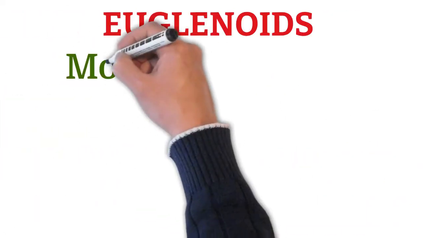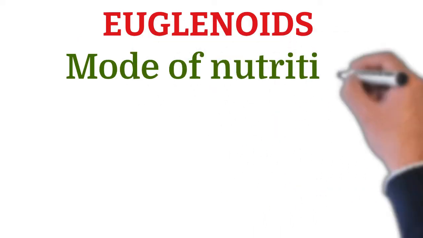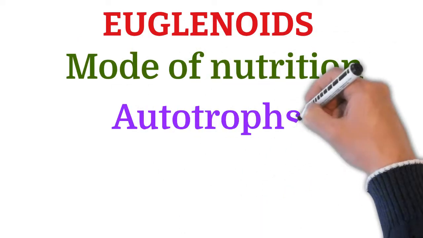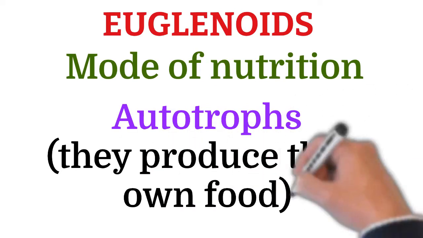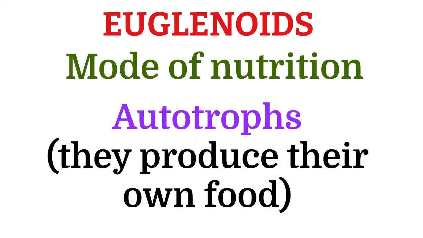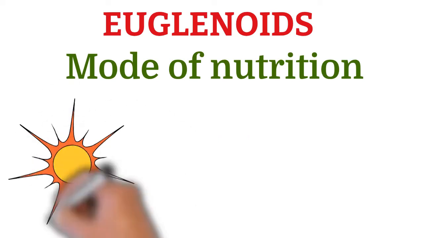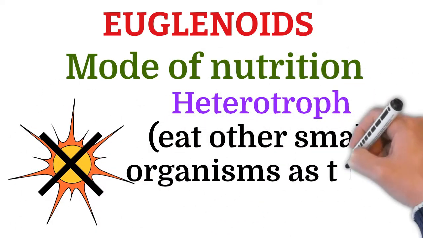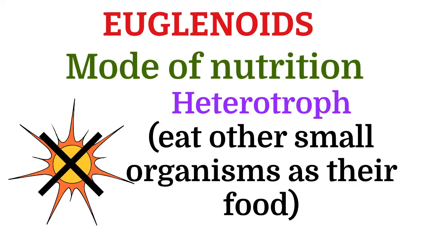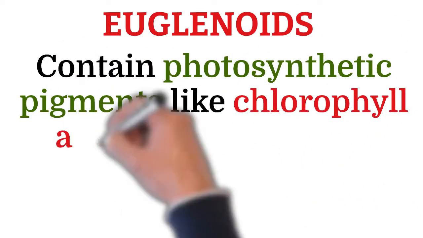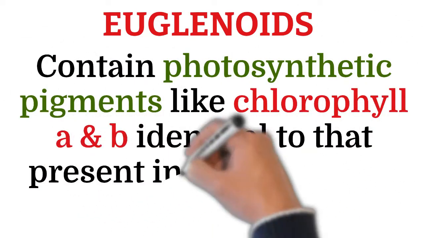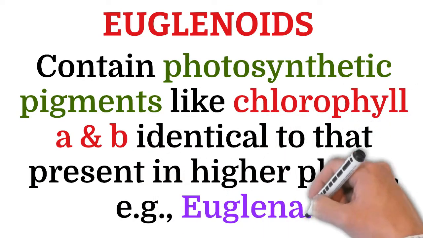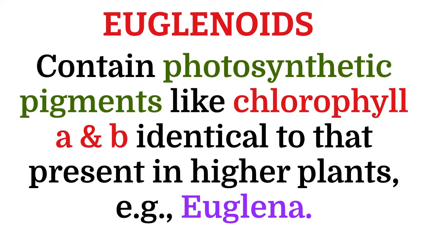Next, let's discuss the mode of nutrition in euglenoids. Usually they are autotrophs, that is, they produce their own food. But in the absence of sunlight, they behave like heterotrophs and eat other small organisms as their food. The euglenoids contain photosynthetic pigments like chlorophyll a and b, identical to those present in higher plants, for example, Euglena.